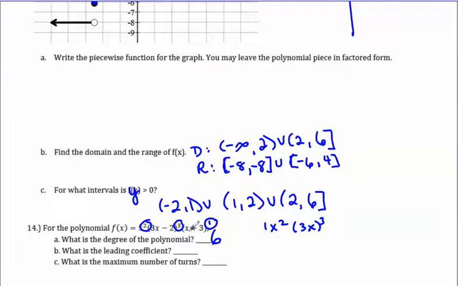And then this is x to the 1. So when you cube 3x, that becomes 27. And 27 times 1 is still 27. So you have 27x to the 6. So your lead coefficient is 27. And because the degree is 6, the maximum number of turns is 1 less than 6. So that one is 5.